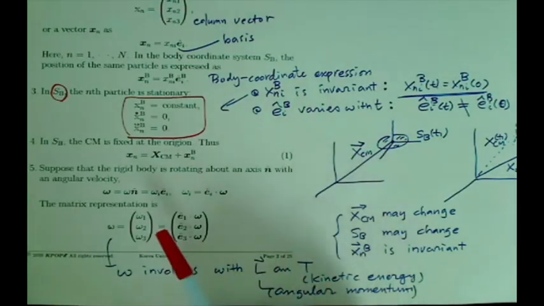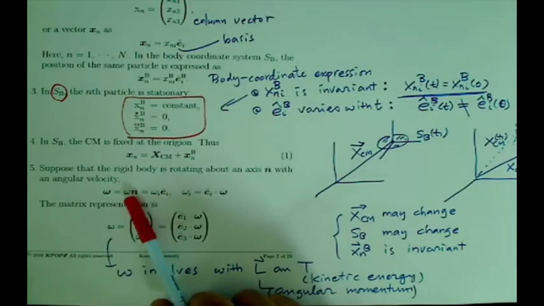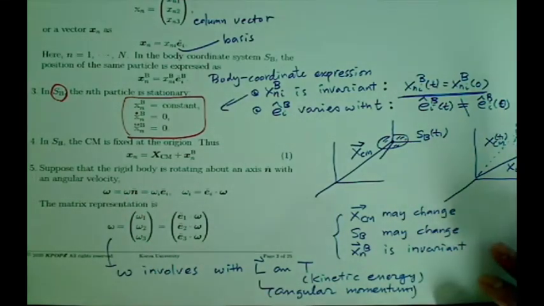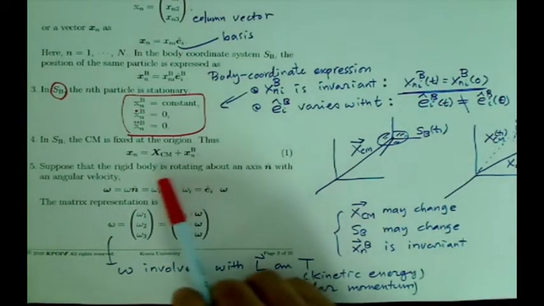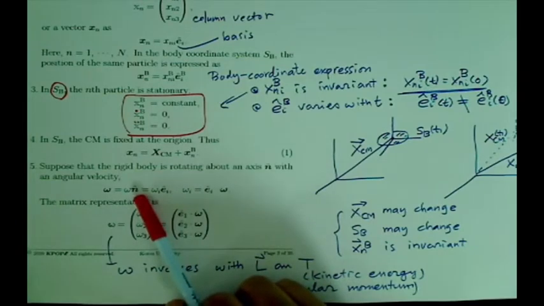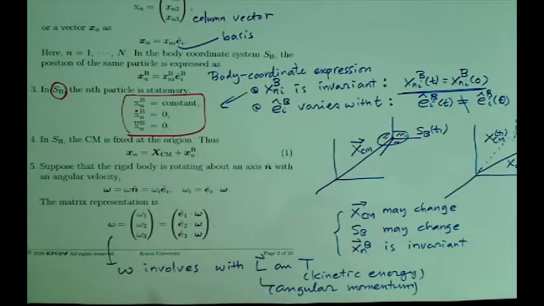If we consider the rotation, it should be described with the angular velocity as a rate and the direction of the axis of rotation. We can write this omega in a vector form or the matrix representation as a column vector. This omega is involved with the orbital angular momentum L or kinetic energy T.